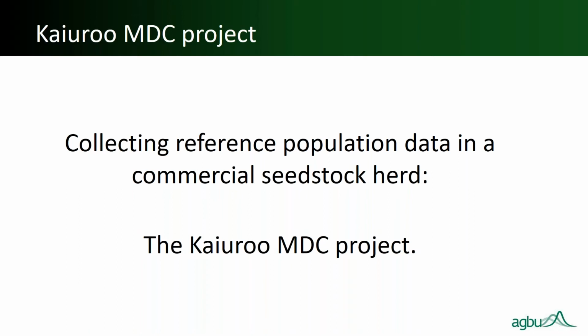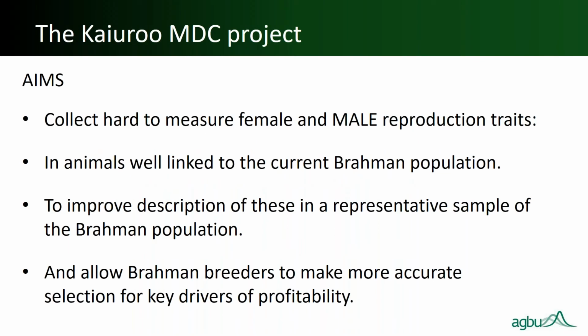Well, I think we can very quickly look at this Kairi MDC project, which was a little bit different from the really big research projects, and had the goal of generating the same sort of data, but from a commercial stud herd. So the aims were to focus on male reproduction in a Brahman stud breeding herd, to improve the description of those traits in a representative sample of Brahman animals, and to gain benefit from that recording, not just at the herd level, but across the entire Brahman breed.